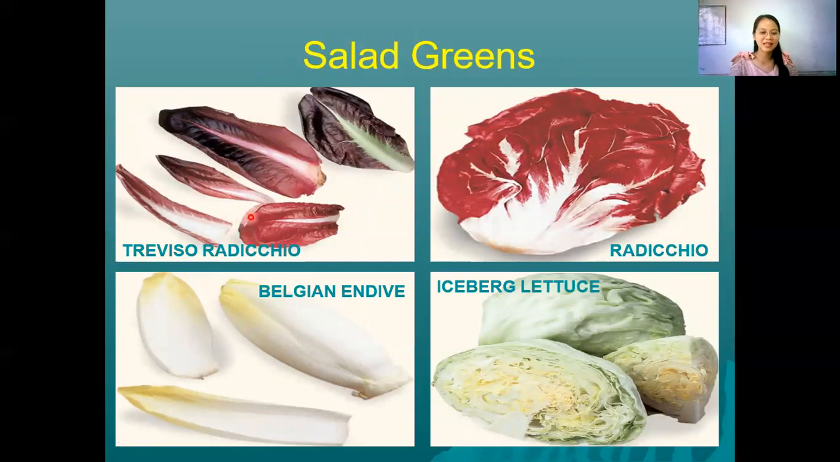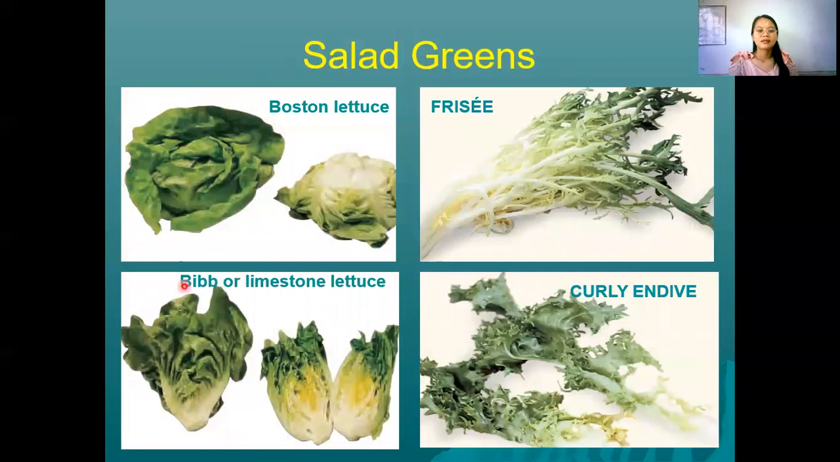Then salad greens that are no longer green. We have radicchio, the Belgian endive, and the iceberg lettuce that we also call cabbage. Then the Boston lettuce, the frisée, or the limestone lettuce. This one is also usually used in making kimchi. And the curly endive.